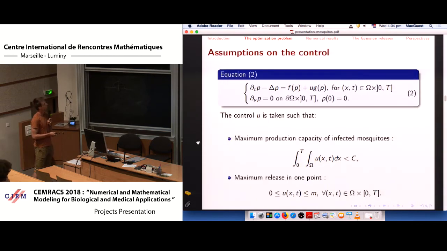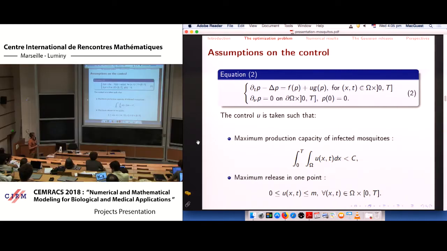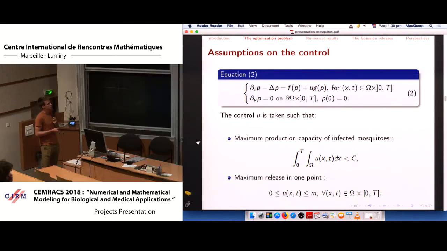Okay. So we have ∂t p minus Laplacian of p equal F(p), and now we focus on the control. The biological assumptions on the control are the following. The laboratory cannot provide as many mosquitoes as we want, so we have to bound the integral over 0 to t and over omega of the quantity of mosquitoes which are released. And also we can release as many mosquitoes as we want at one point. So this is the second condition.